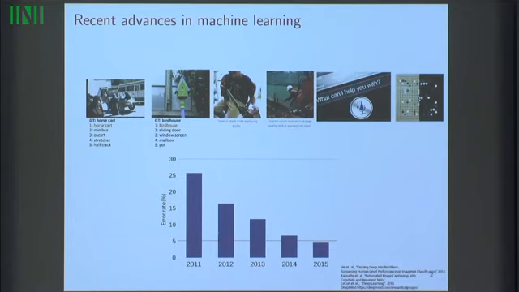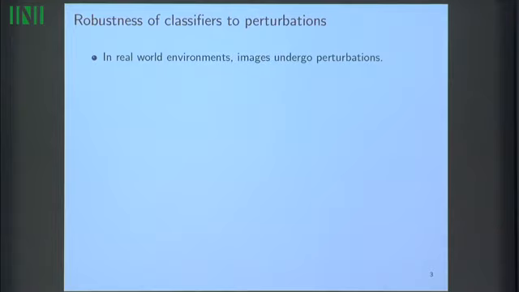Now, despite these huge improvements in recent years, there are still many challenges that we need to tackle before deploying these in real-world environments. And today I'll be talking specifically about the robustness of deep neural networks. In particular, we want deep neural networks to be able to classify images even if they're not so clean. So what do I mean by this?